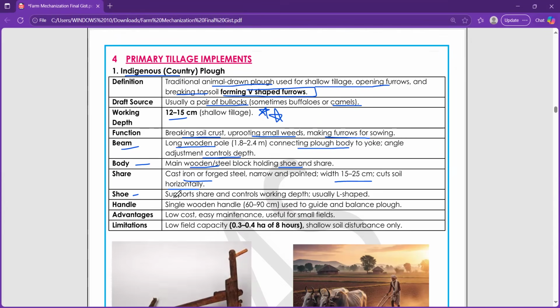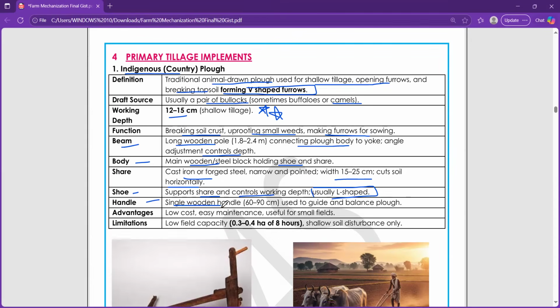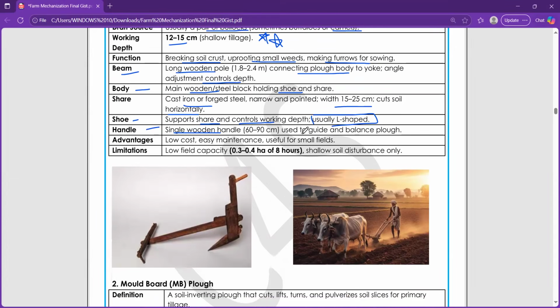Next, we have the shoe, which supports the share and controls working depth. It is usually L-shaped. Then we have the handle, a single wooden handle, as you can see in the image, which is used to guide and balance the plough. The advantage is that it is of low cost, easy maintenance, and useful for small farms. The limitation is that it has a very low field capacity of 0.3 to 0.4 hectare in 8 hours. This is very important. And it gives only shallow soil disturbance. As you can see in the image, this is how the indigenous or country plough looks.